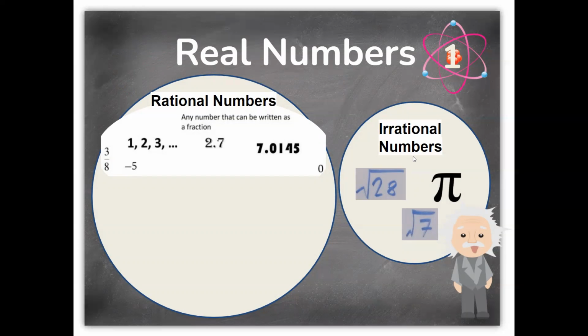For irrational numbers, we kind of focus on two different things. We have the number pi. So we know what the number pi is, 3.14159, so on and so forth. And then we also have some kinds of square roots. So I gave you two different examples of square roots that would be considered irrational numbers. And we'll get into that in a little bit.